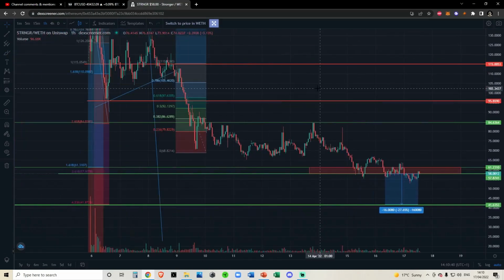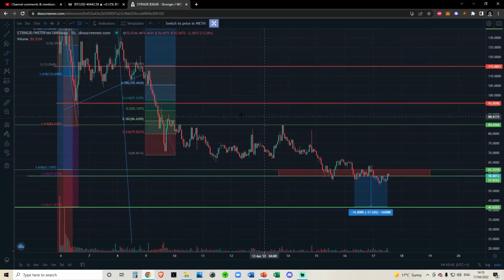What are we doing right now? We're doing the exact same thing. It's playing out once again. You can see you've got your lower fib region down here, 1.618 at $61, and then you've got your upper fib target at $84.